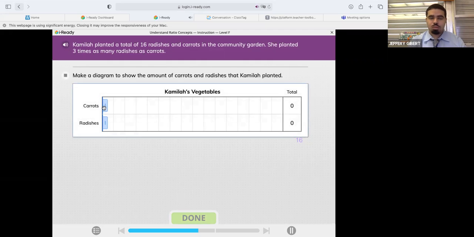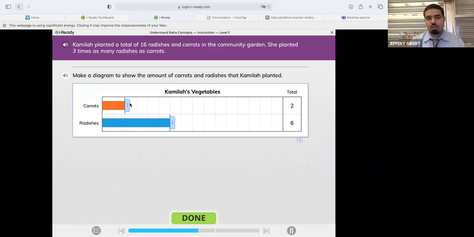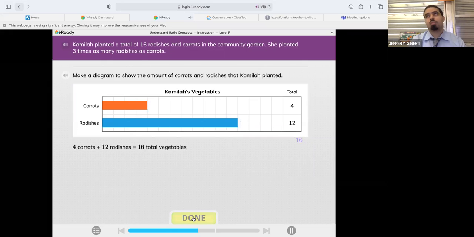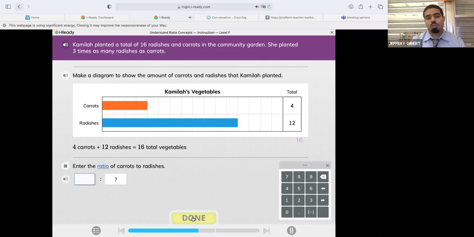Make a diagram to show the amount of carrots and radishes that Camila planted. All right. 1 carrot. 1 times 3 is 3. 2 carrots. 2 times 3 is 6. 3 carrots. 3 times 3 is 9. 4 carrots. 4 times 3 is 12. And now we got 16 total. 4 carrots plus 12 radishes is 16 total vegetables. Enter the ratio of carrots to radishes. The same thing Torian just did for us. 4 carrots to 12 radishes.